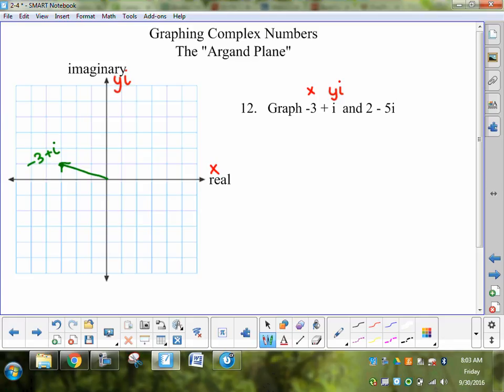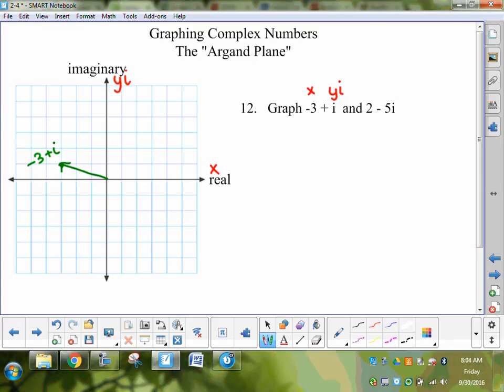Who can tell me which quadrant 2 minus 5i is going to get plotted in? Which of our quadrants? Courtney, what do you think? Terrific. Over 2, down 1, 2, 3, 4, 5. Put a dot there. This would be 2 minus 5i.